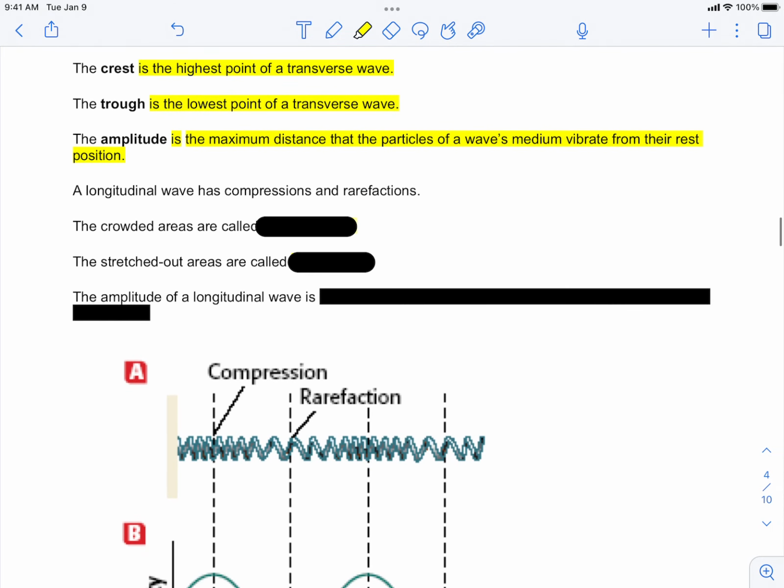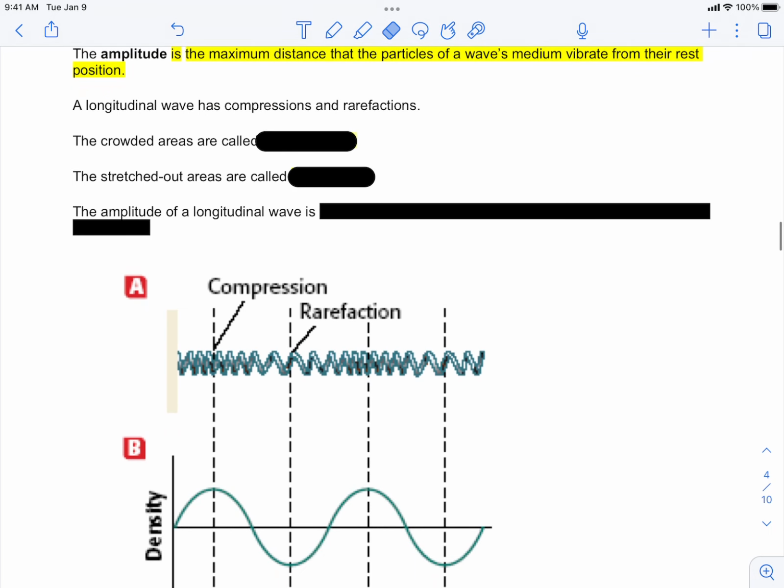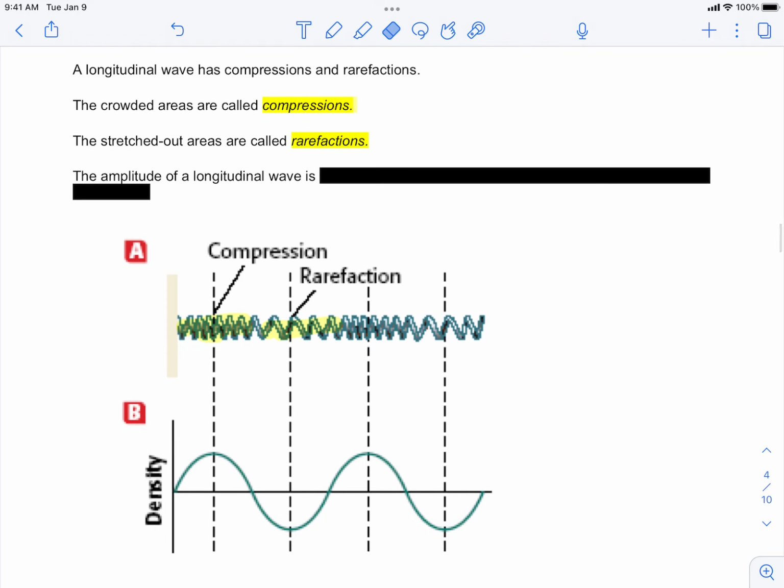Instead of having crests and troughs, they have areas that are crowded and areas that are not crowded. You can see them very clearly here. The compression is the areas that are crowded, right here, and the rarefaction are the areas that are not as crowded. And that corresponds to the crests and troughs of a regular transverse wave. I'm going to skip that part where it says amplitude of a longitudinal wave.